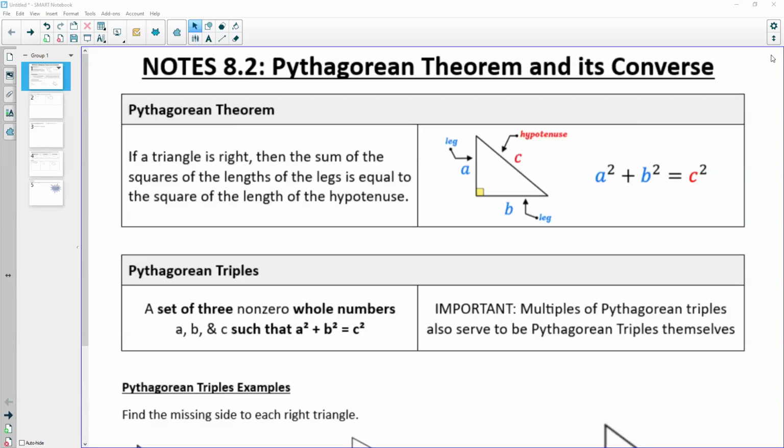Okay, guys, so this video is going to cover notes 8.2. This will be going over the Pythagorean theorem and its converse. So the very first thing we want to look at is the Pythagorean theorem.